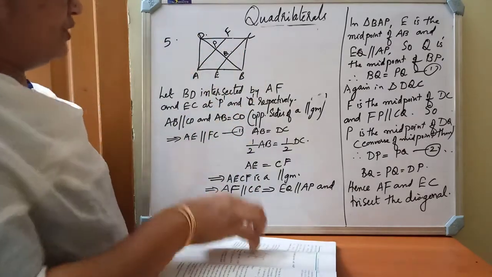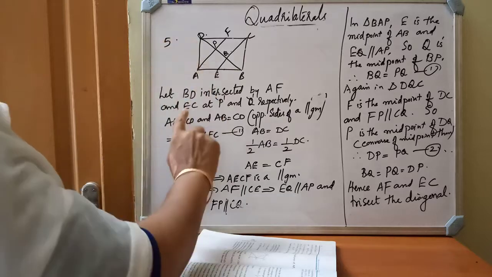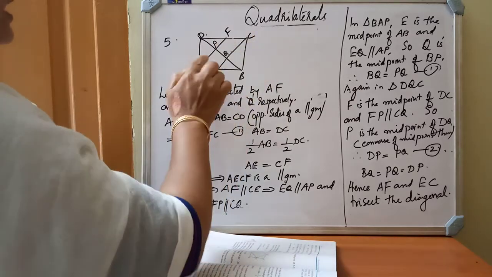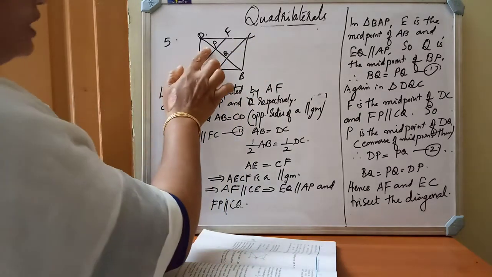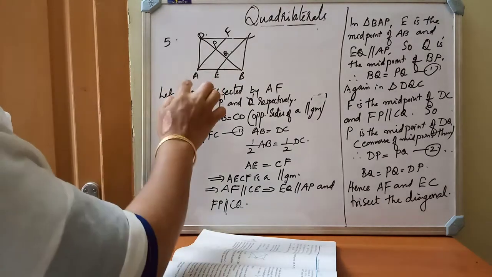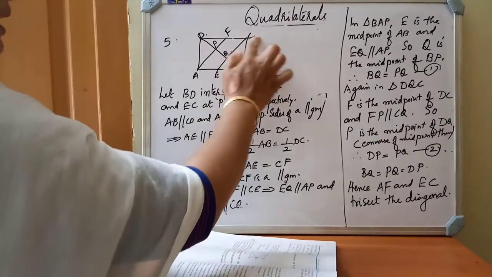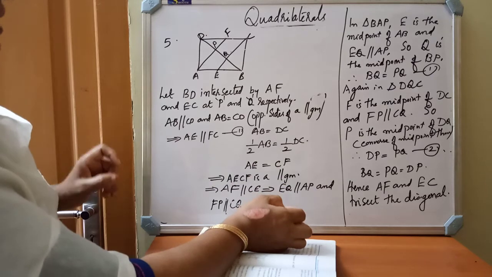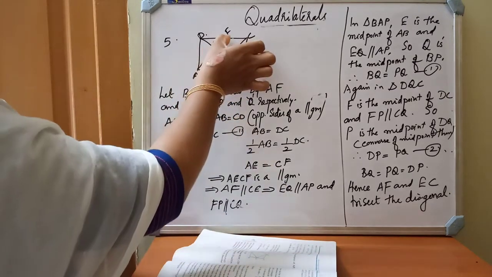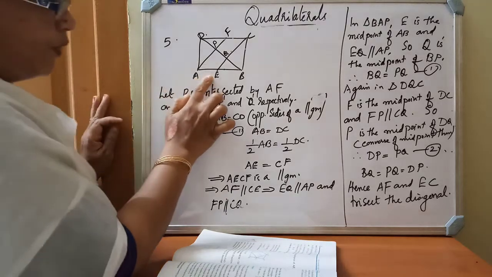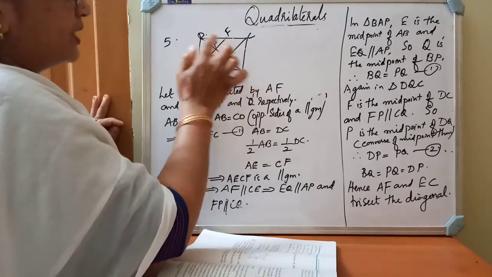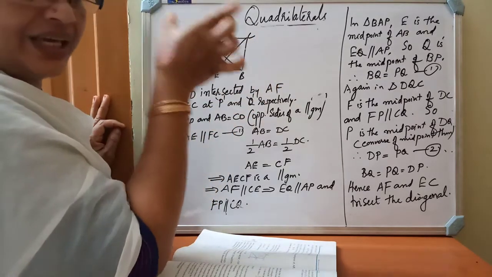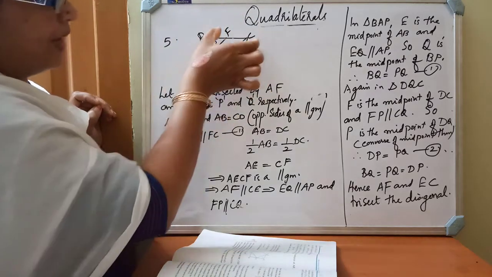For proving this, first let BD intersect AF and EC at P and Q. First we must give the points P and Q. Then AB parallel to CD and AB equal to CD, opposite sides of a parallelogram, which implies AE parallel to FC. Why? Because E is a point on the line AB and F is the point on line CD. So AB parallel to CD implies AE parallel to FC.